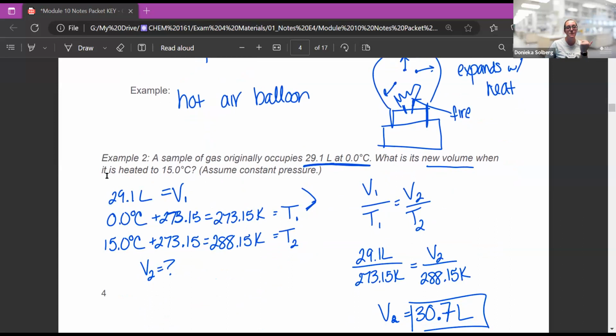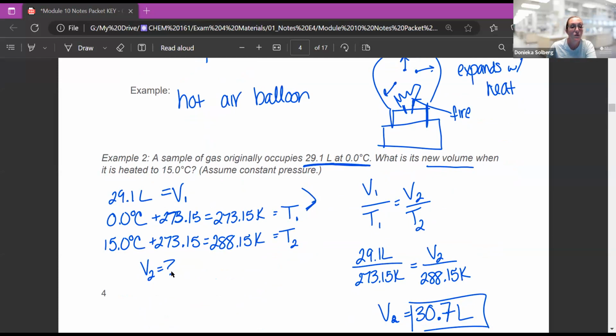And so I'm not going to walk through specifically example number 2 here. You guys can do that. I pulled out all of my variables. I have 29.1 liters. That is a volume because it's liters at 0 degrees Celsius. That is a temperature. So I have my V1 goes with my T1. Now I went ahead and converted it to Kelvin. So these two go together. So those are my ones.